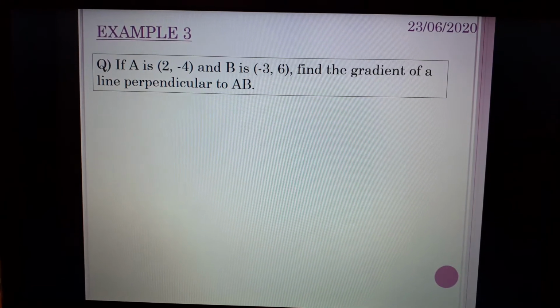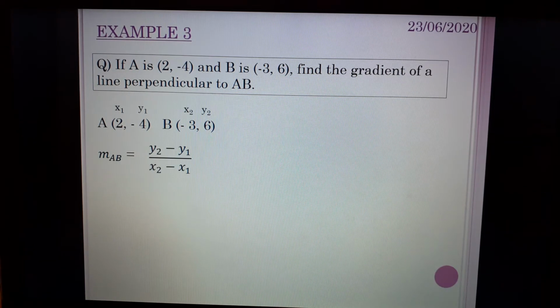Okay, so we have point A and B here. Find the gradient of not just AB, but the line perpendicular to AB. Okay, so this is a new higher concept now. So we have to first of all find the gradient of AB using our normal gradient formula. So we have 6 minus -4 over -3 minus 2. Watch out for the double negative in the middle there. I'll give you a wee second to think what the answer to these are.